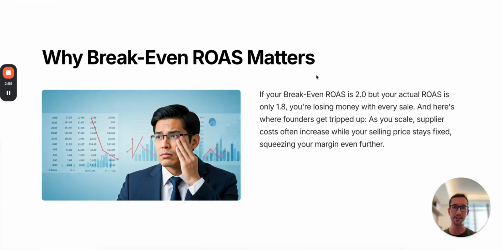This is why it matters. A lot of times we can be running ads, particularly when you're scaling, and you might think, oh, I'm paying $1 and I'm getting $1.80 back. That would be a 1.8 ROAS. You might think you're making money. But if your break-even number is a 2.0, meaning you need to at least double your money, you're actually losing money with every first purchase that you have.